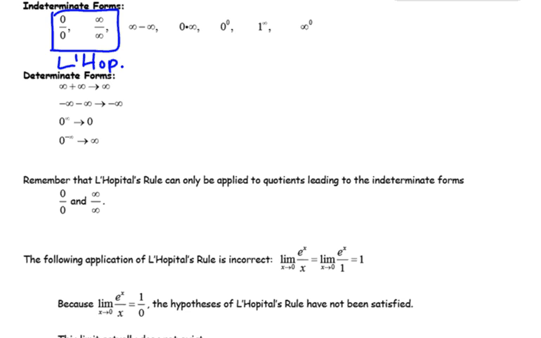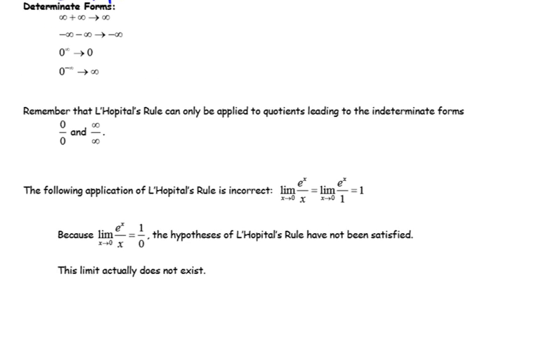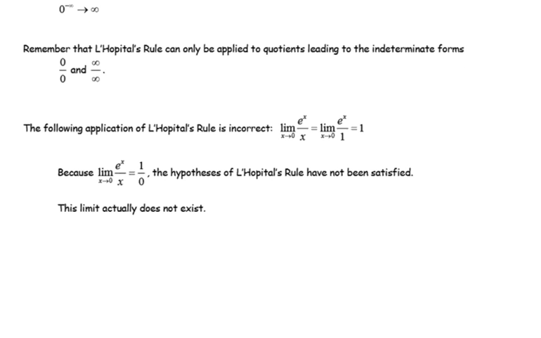Determinate forms that I want to point out: infinity plus infinity is infinity. Negative infinity minus infinity is negative infinity. 0 to the infinity is 0. And 0 to the negative infinity, I know this is really crazy, is infinity. If you want to figure out those reasons, then I'll let you look that up yourself. All right, so again, remember that L'Hopital's rule can only be applied to 0 over 0 and infinity over infinity.